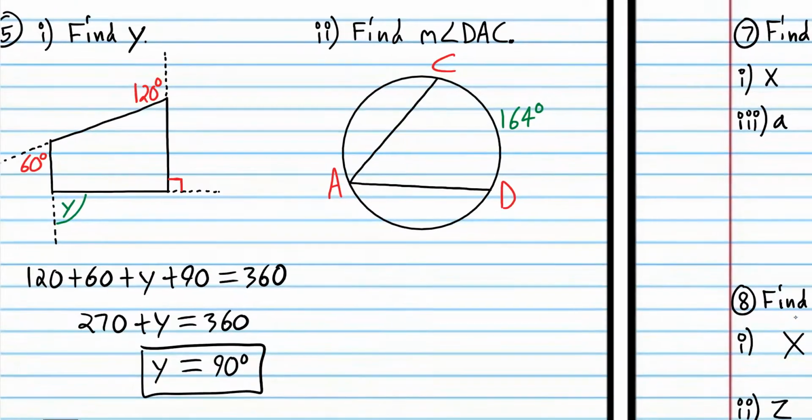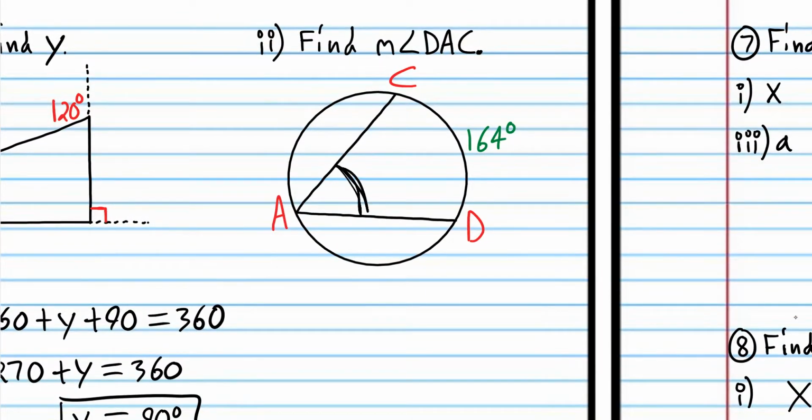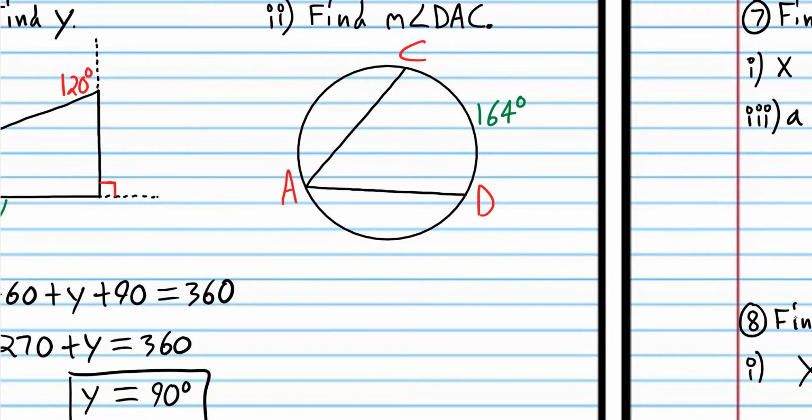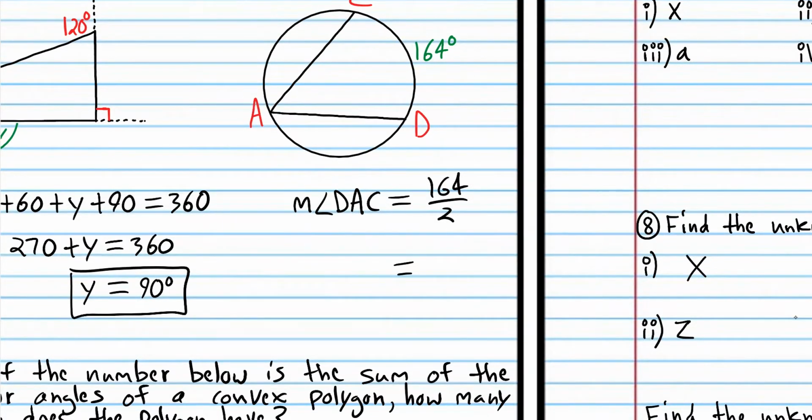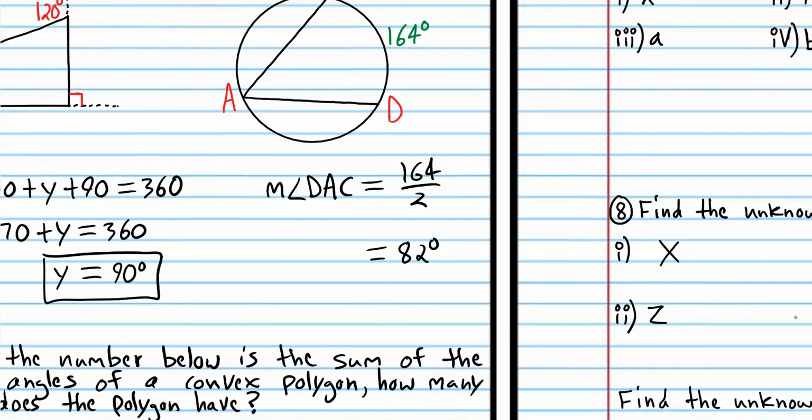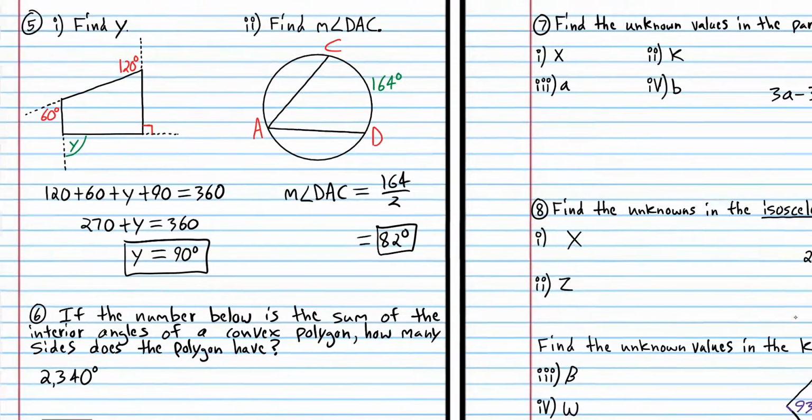All right, we're back. This is an inscribed angle. How do we know that? Well, because the vertex is actually on the circle. And an inscribed angle creates a corresponding arc. Now, we learned a theorem that says that this angle is half the arc measure, half of the measure of the corresponding arc. So the measure of angle DAC is equal to 164 divided by 2, and it's as simple as that. So that would be 82 degrees. If you got that one right, good job.